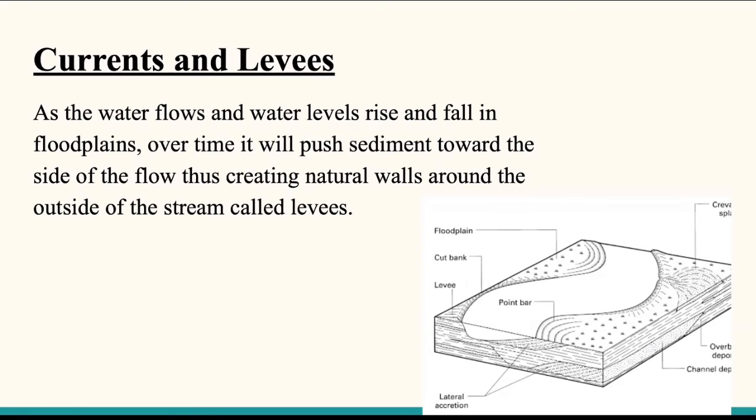As the water flows and water levels rise and fall in floodplains, over time this is going to push the sediment towards the side of the flow, creating a natural wall around the outside of the stream, which we know as levees. This picture is a great example of being able to see the actual wall formation around the stream. Levees are formed by the river depositing coarse silt and sediment when it floods.